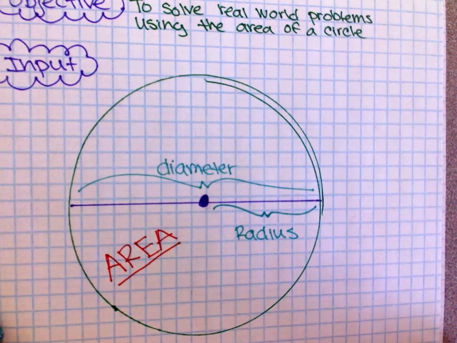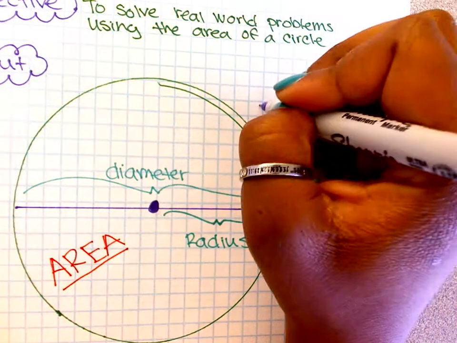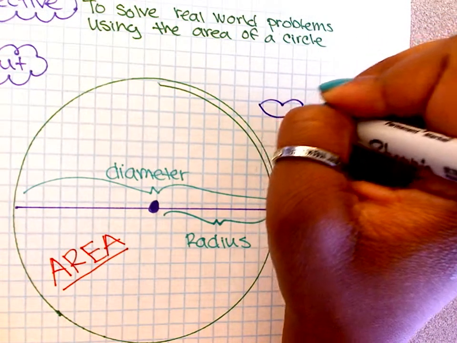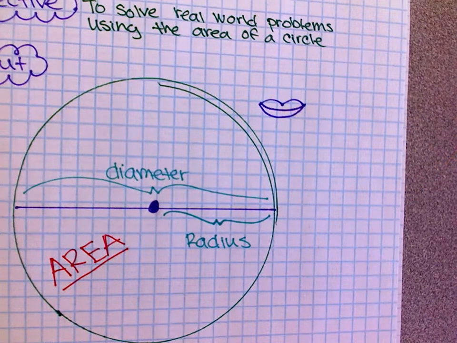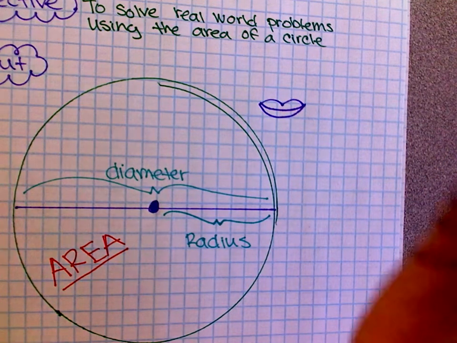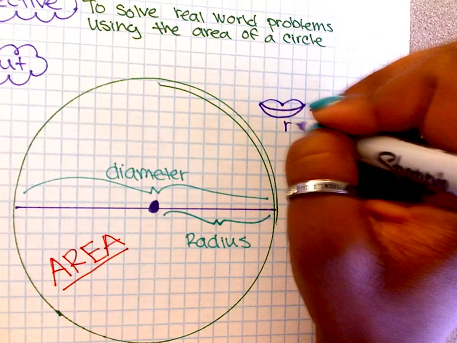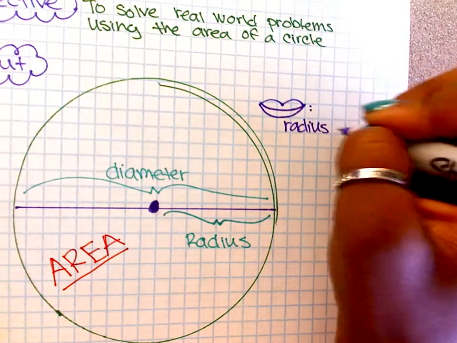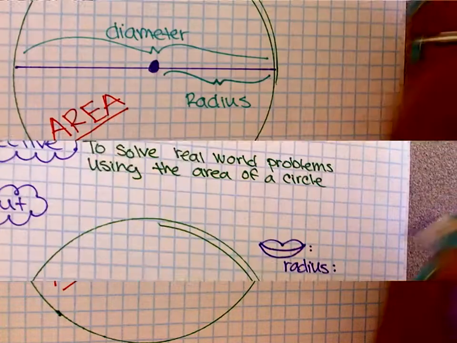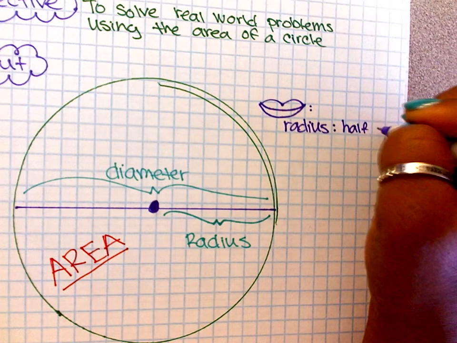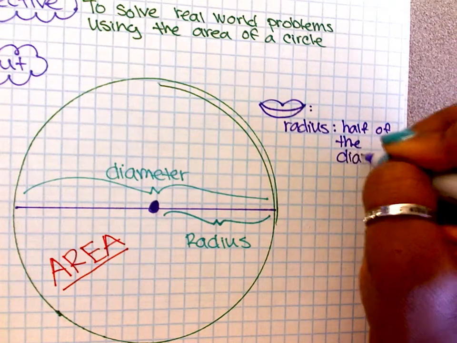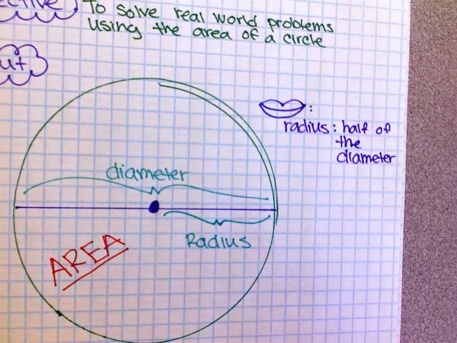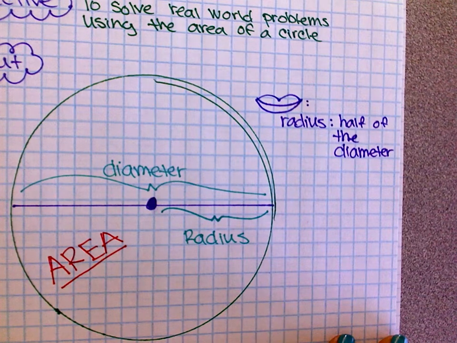So next to your beautiful circle, give me your gate icon of putting discipline. Okay, and you're going to write the word radius. And radius is half of the diameter. Your radius is half of the diameter.